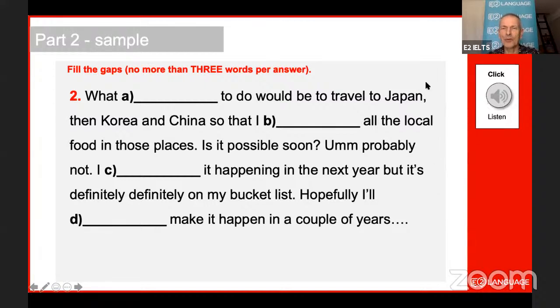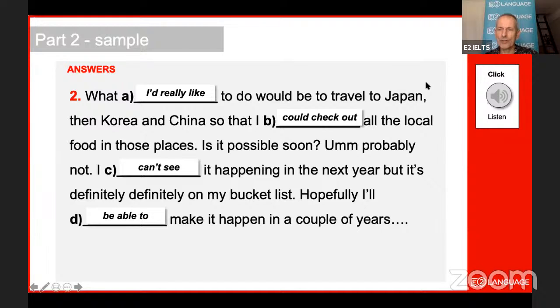All right. So you got some of them, but that B, we didn't get that one at all, did we? I can't see it happening. Yeah, exactly. I can't see it happening. Good. So there's some nice use of verbs there, different tenses. I'd really like. Notice the contraction. Not I would. I'd like. I could check out, can't see, and be able to.